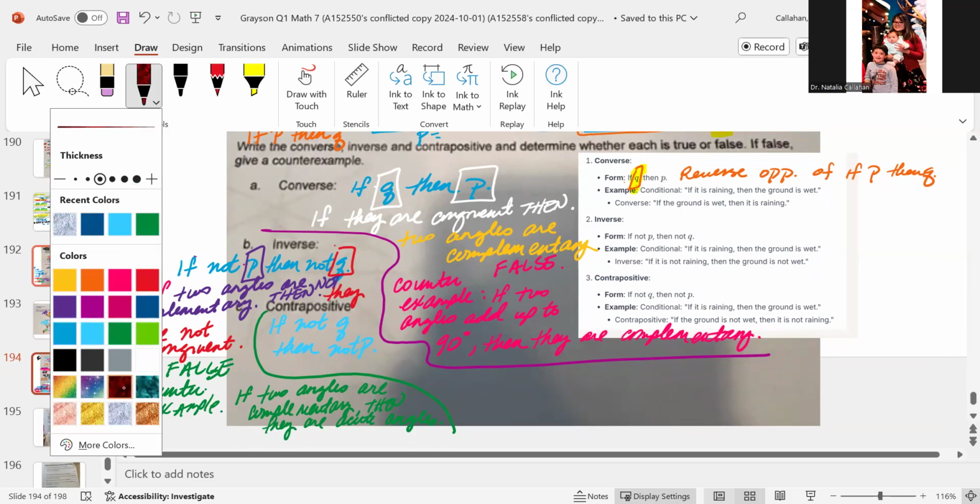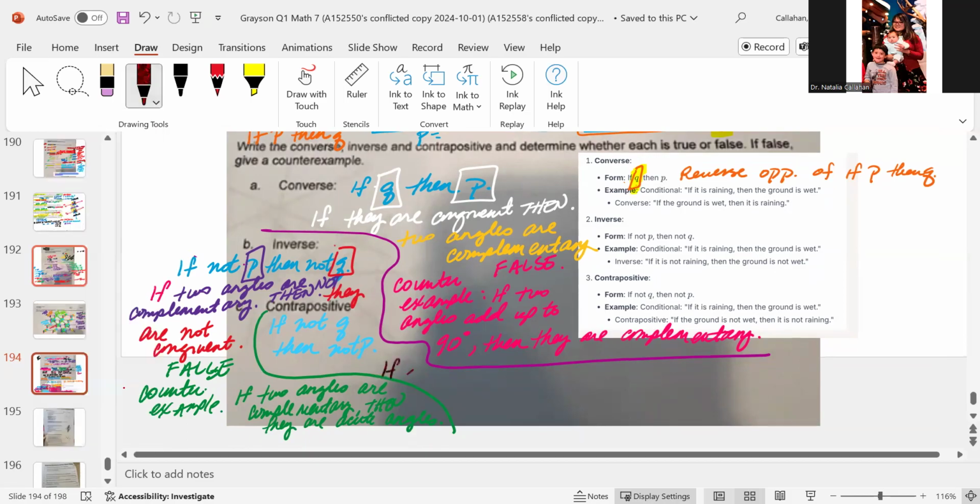All right. If not, so how would you rewrite it? If not, what's Q? Not congruent. If two angles are not congruent, you've got to rewrite it and make sense. If two angles are not congruent, then they are not what? Complementary?